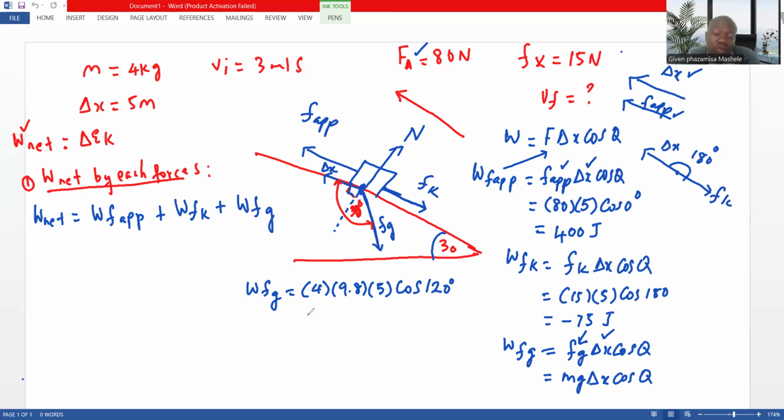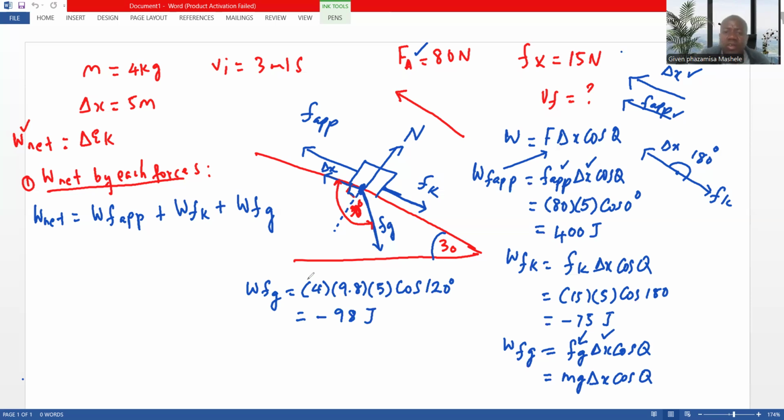So to avoid that, it's still fine. You can also use that. There's no problem. So let's solve that. It's 4 multiplied by 9.8 multiplied by 5. This will give us 196. Then we say 196 cos of 120. So this will give us negative 98 joules.